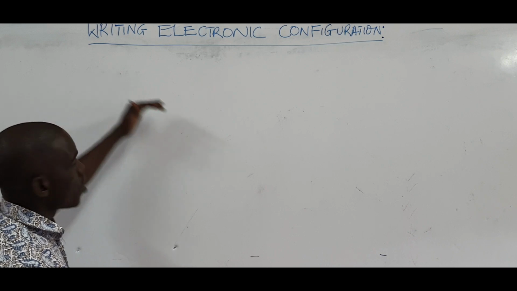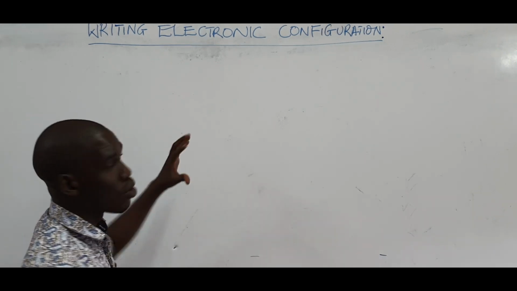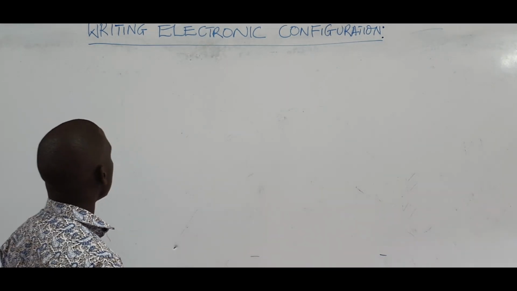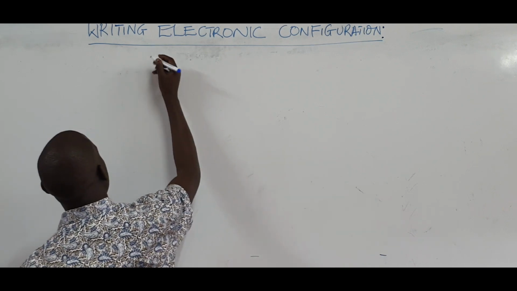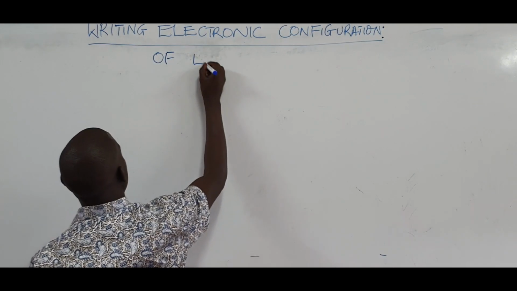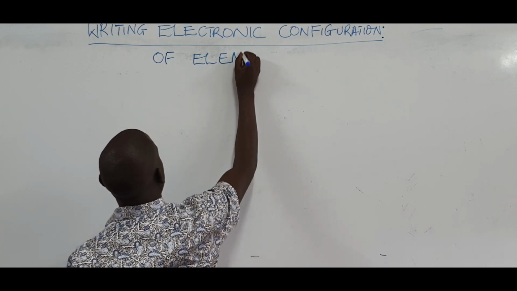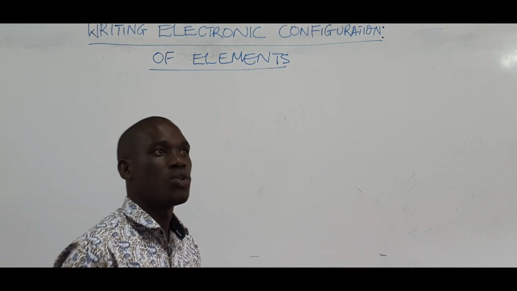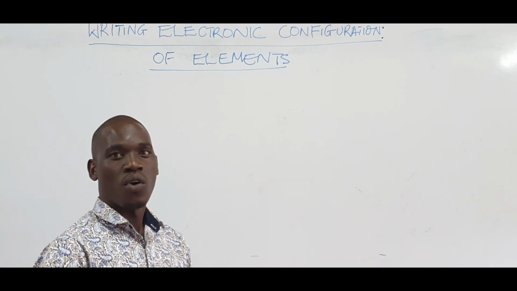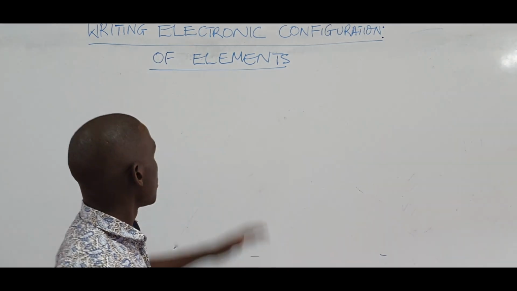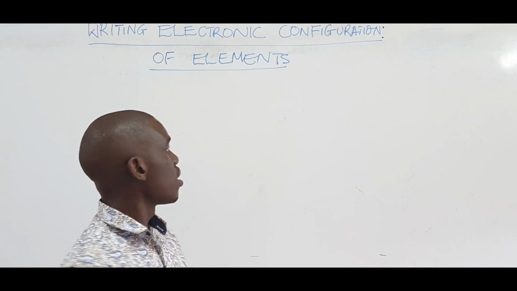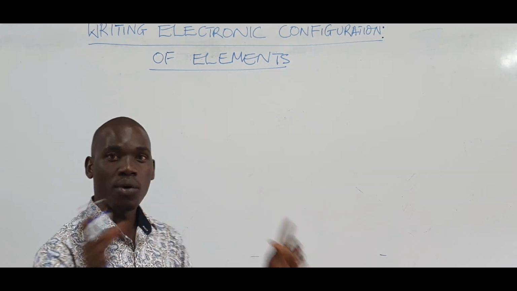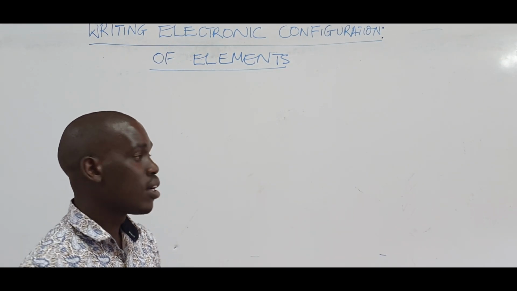So, what you need to know before you are able to write the electronic configuration of an element. You should have the knowledge of atomic structure, because electronic configuration means how the electrons are arranged within the shells around the nucleus of an atom.